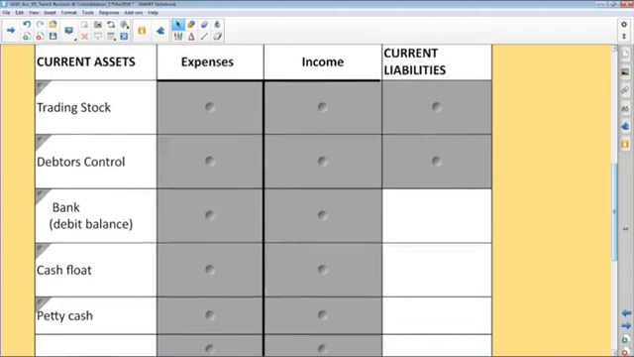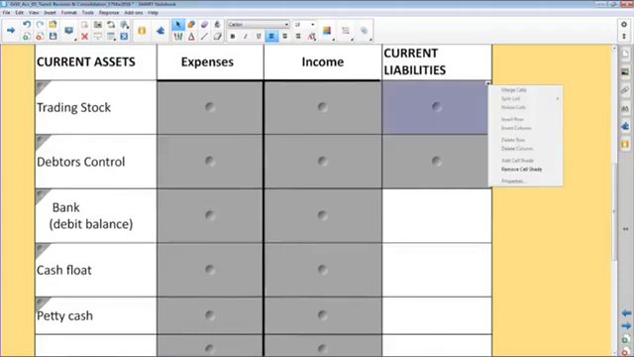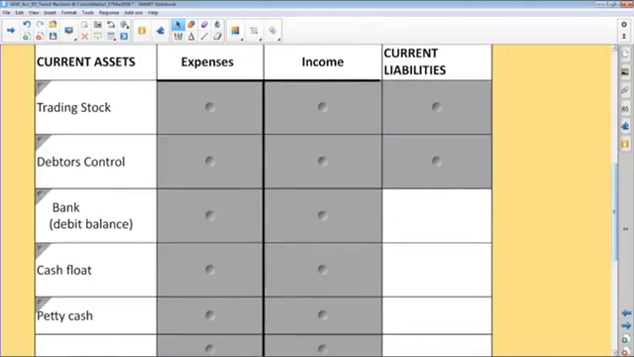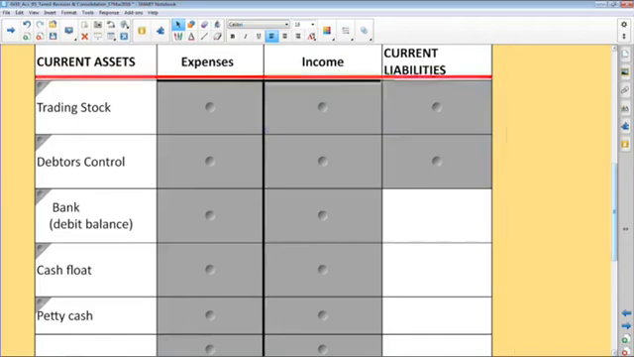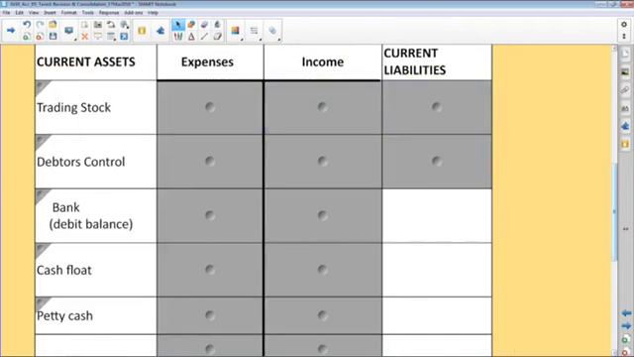Let's go to the opposite, your current liabilities. It will be your bank overdraft when it's a negative balance. And I see it's not opening, but take it down. Your current liabilities will be your creditors control and your bank overdraft.